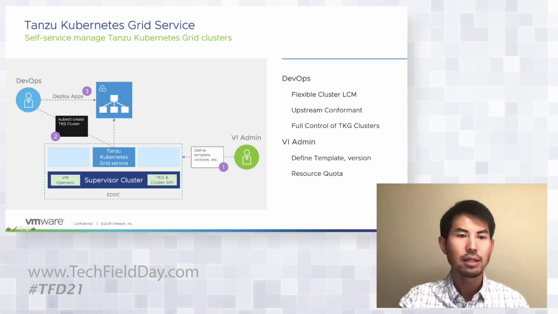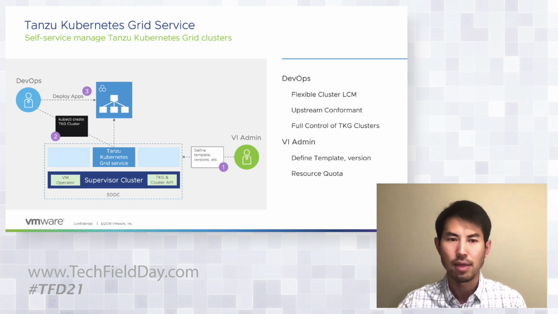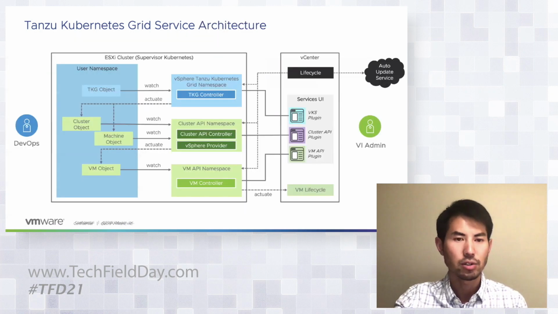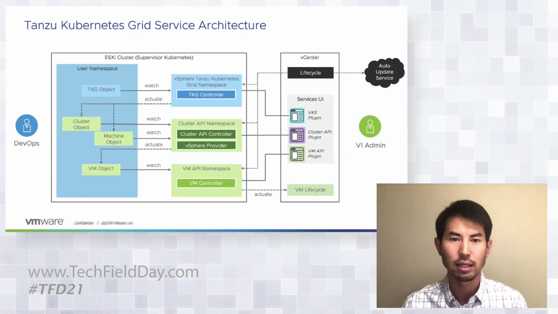And then a developer can just use kubectl to talk to this TKG service on the supervisor cluster, and then they can immediately create a TKG cluster. Then they can talk to the cluster directly to deploy their application. So this is the way that a developer can self-service create a standard Kubernetes cluster, and then deploy and manage their application running inside this cluster. This chart shows all of these different components working together to fulfill the requirements from a developer to create a Kubernetes cluster.